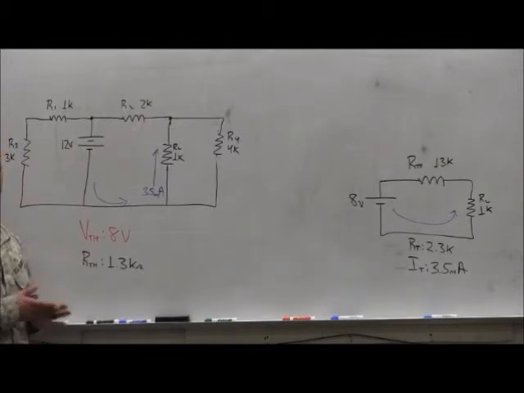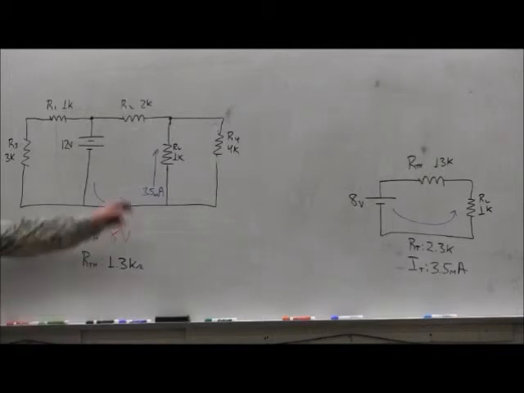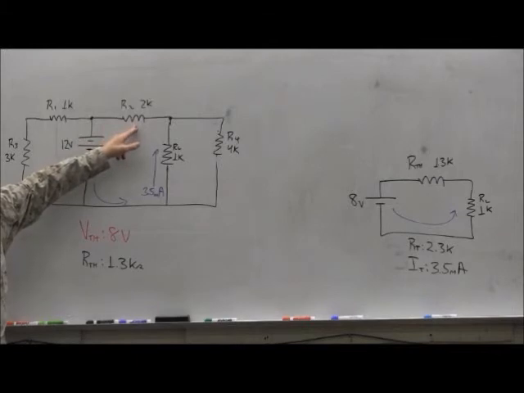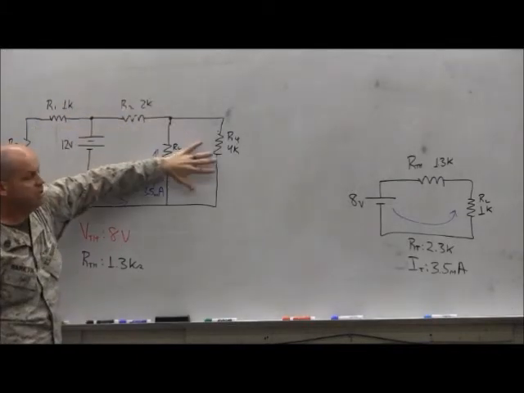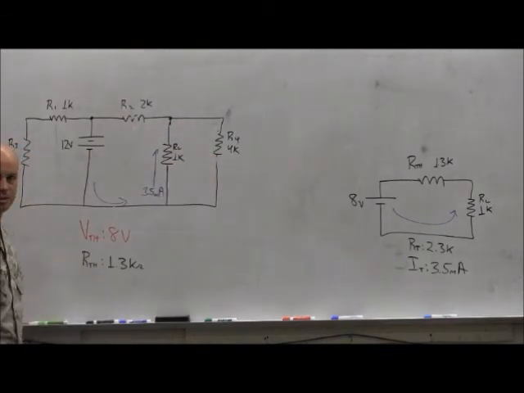Okay, so we see how we can find a bunch of different things there, yes. Why would that 12 volts go over your R? Because of R2. It's got to go from here to here because R2 is in series with that. Okay, makes sense?